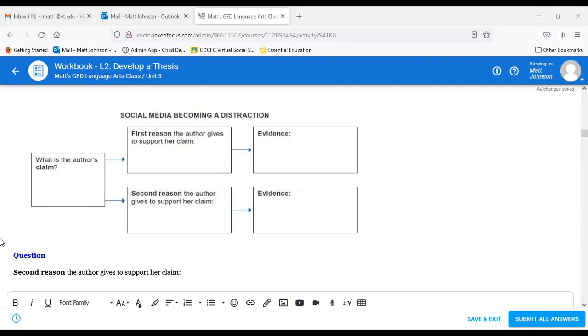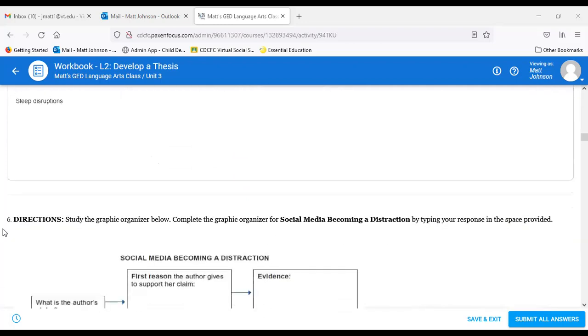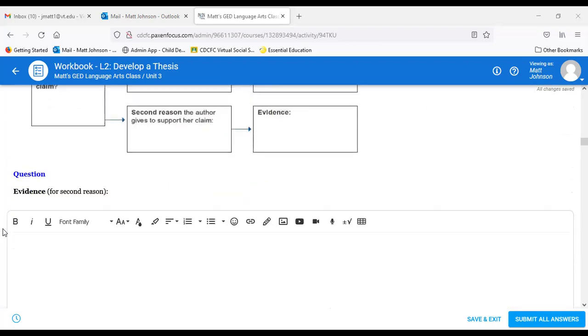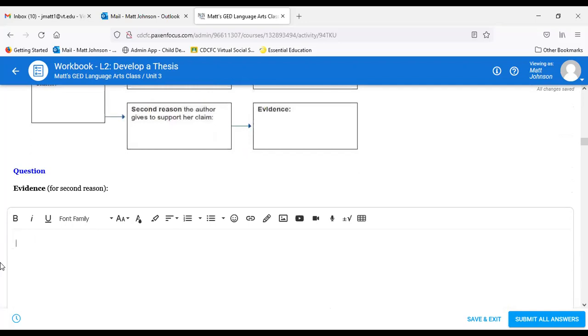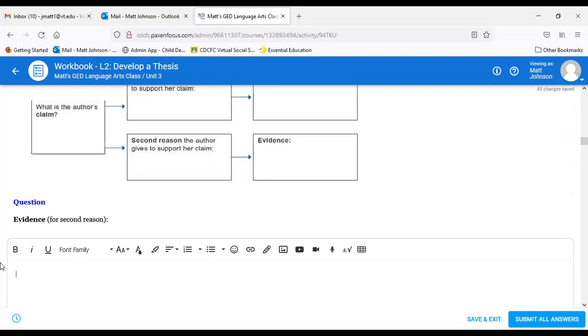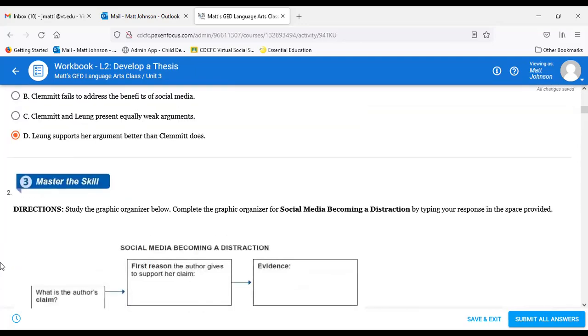And we also have, wait a minute, we should have another evidence here. So sleep disruptions. Yeah, okay. Well, getting ahead of myself, right? So what is the evidence for sleep disruption? I almost gave the answer away too.